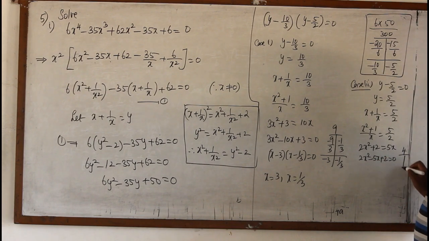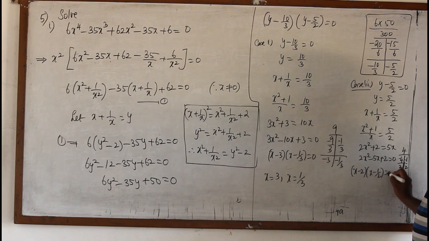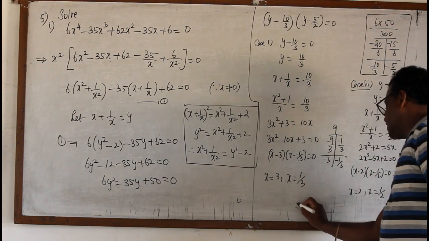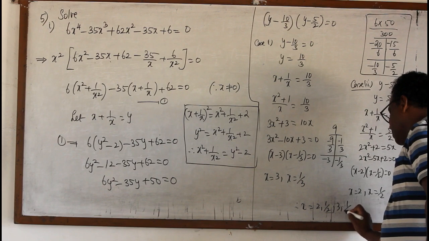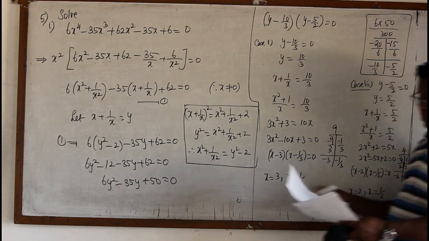2 2s are 4, so 4 ones are minus 1, minus 4, divided by 2, it is minus 2, minus 1 by 2. So (x − 2)(x − 1/2) = 0. So x = 2, x = 1/2. Therefore, all the 4 roots are x = 2, 1/2, 3, 1/3. So with that, under 5, the first problem is over.